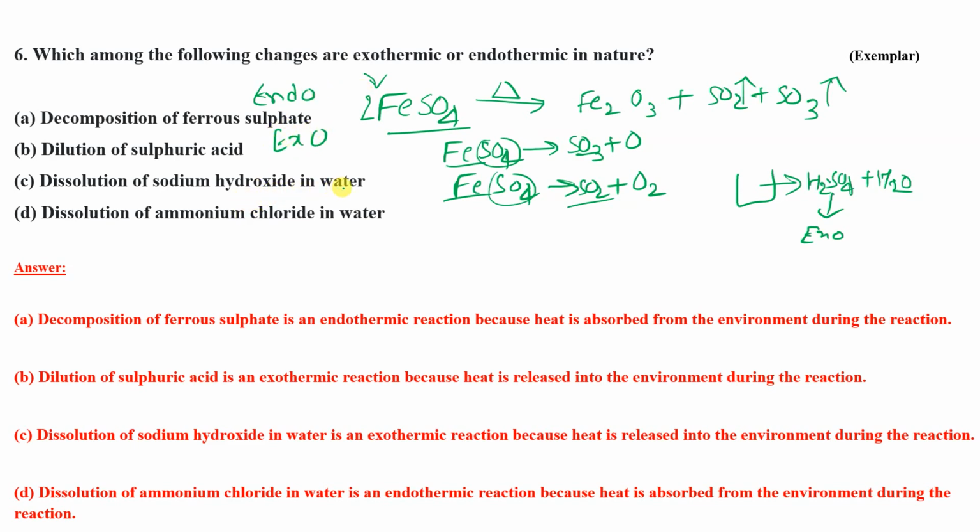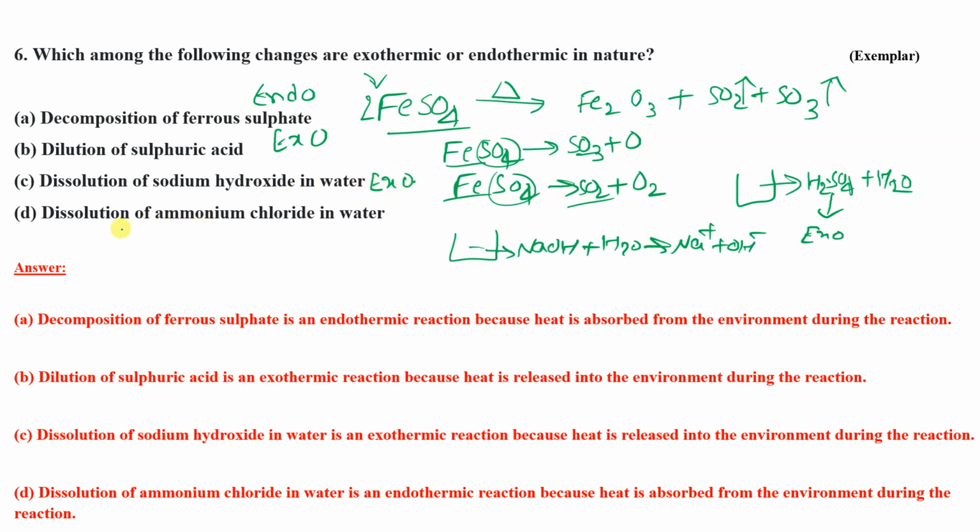Dilution of NaOH with water. NaOH is a base. Even a base, on addition to water, breaks into ions, Na+ and OH- ions. In this process, it releases a lot of energy, so it is an exothermic reaction.